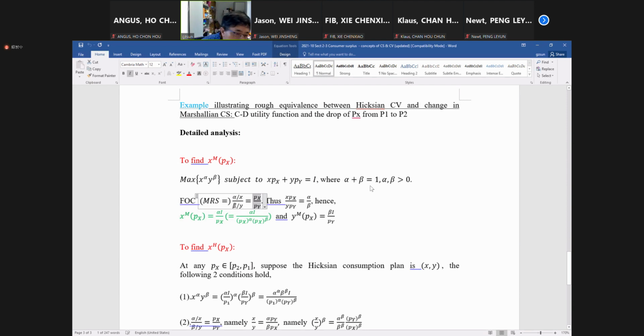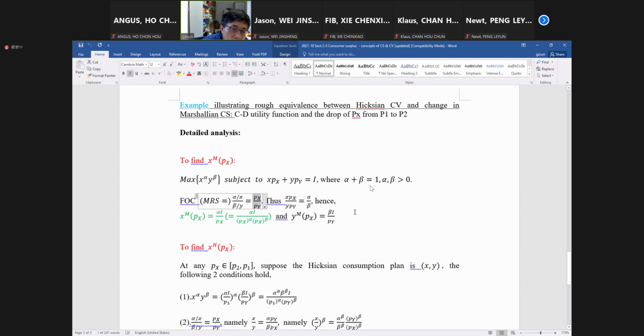Now let's reorganize this one. Basically, you just multiply by X on both sides, and you get X times Px. At the same time, on the denominator, you are doing the same thing and multiplying by Y on both sides, so that's Y times Py. Alpha over beta is still over there.